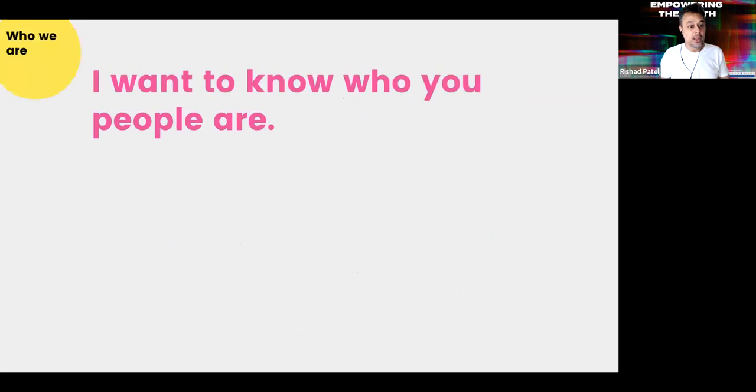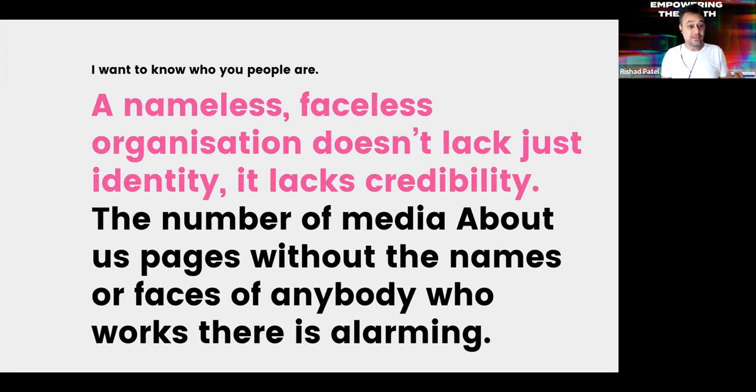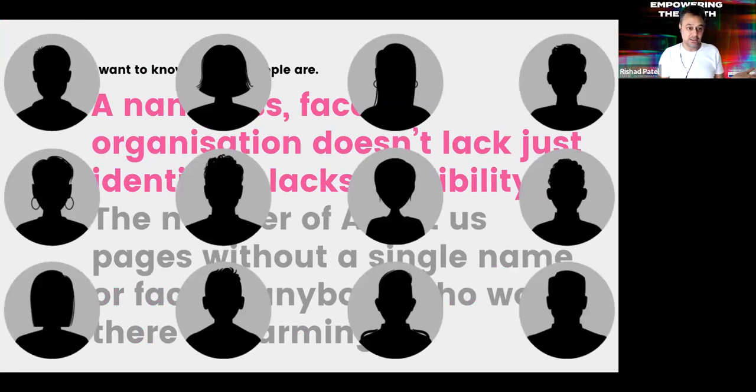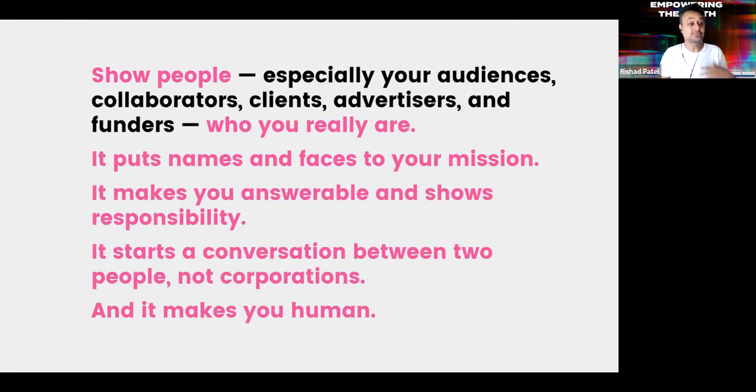Then back to that whole who-are-you thing. Like, what's on your about page, apart from these fancy words about journalism, right? If you're nameless and faceless, man, let's talk about trust. That's absence of credibility. There's absence of any kind of authority. It's worrying. It ends up looking like this. And that's not cool. You want to show people who you are. All of your audiences, including people you work with, your clients, your advertisers, your funders and grant makers, who are you? It puts a name to your mission. It puts a face. It makes you responsible. It makes you human.